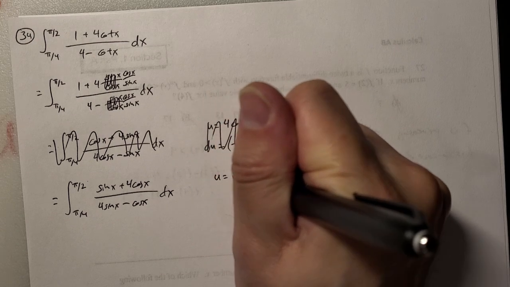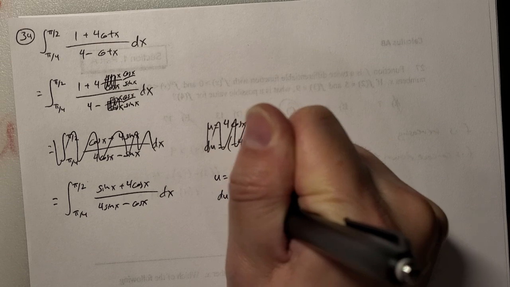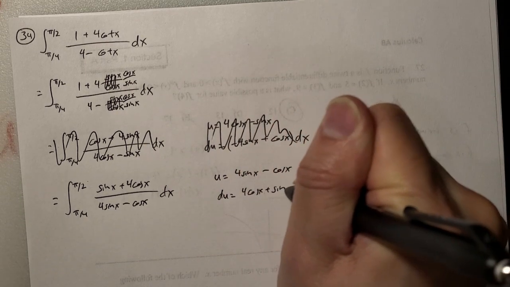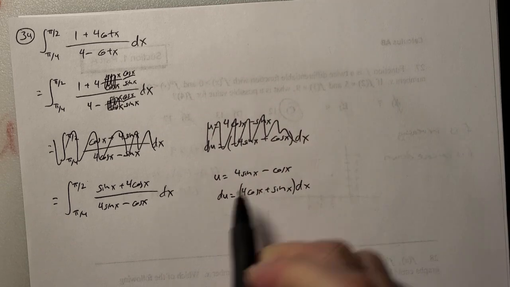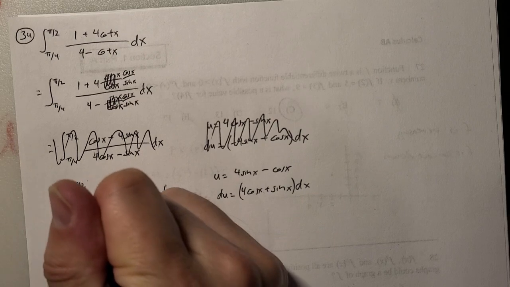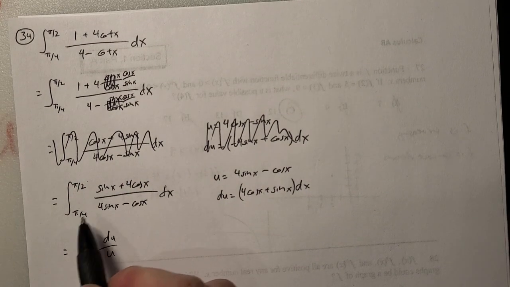We let u be 4 sine x minus cosine x. Du would be 4 cosine x plus sine x dx. Very convenient. We have that on the top. So we can rewrite our integral as du over u. What about limits of integration? This is the definite integral.